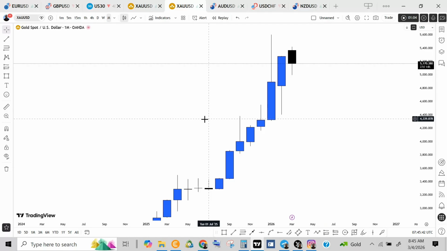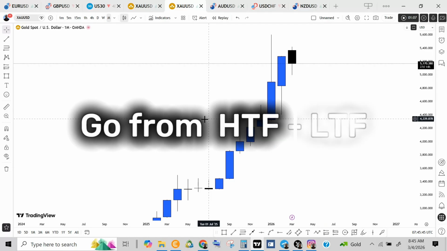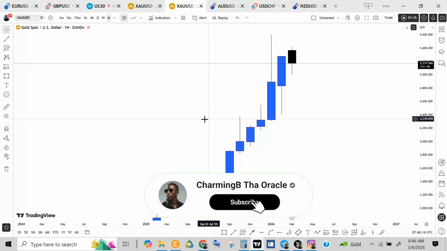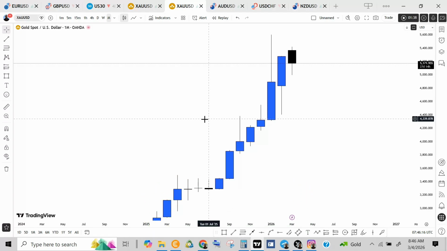Now, the first thing I always tell you is going from the higher time frame to the lower time frame. But to do multi-time frame analysis, you need to understand the kind of trader you are. Very important. That is one place a lot of people are getting it wrong. You need to know the kind of trader you are. If you are a swing trader, the time frame you're going to be executing your trade will be different from a scalper's executional time frame. That is the point where a lot misses it.